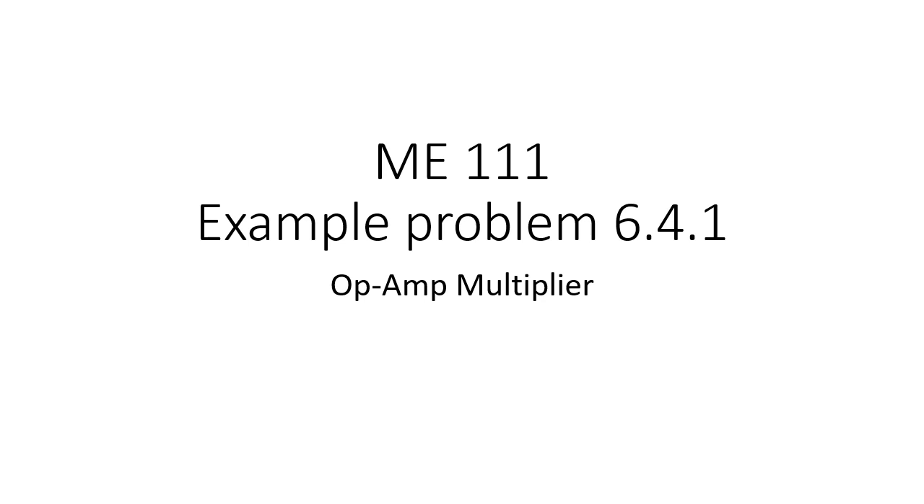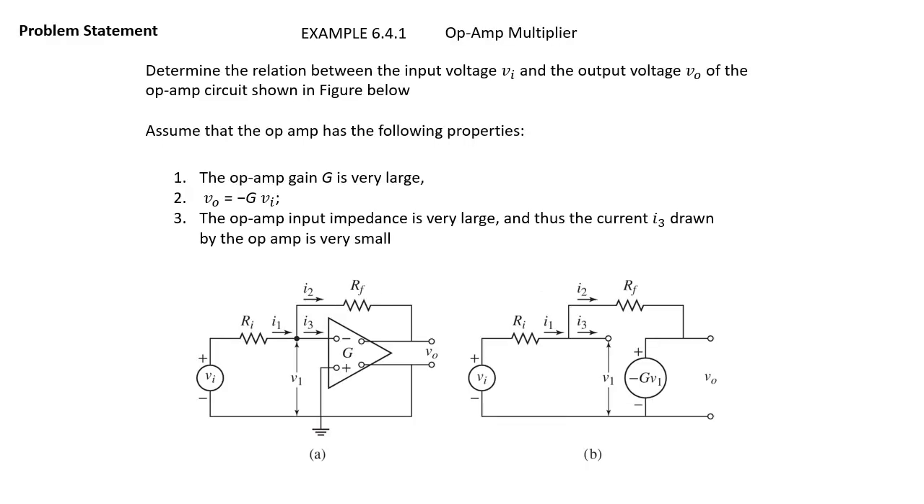So now let's take a look at an example problem, 6.4.1, where we're working with an op-amp multiplier. In this problem, they ask us to determine the relation between the input voltage VI and the output voltage VO of the op-amp circuit that we see in the figure below.